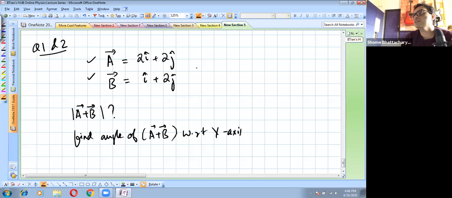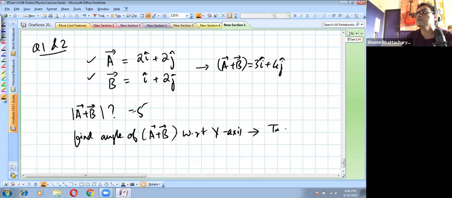Yes. So then you can see that the vector A plus B, just by adding the components, is 2 plus 1, 3i cap, plus 2 plus 2, 4j cap. So that's it. Now once you know this, the magnitude will become square root of 3 square plus 4 square, which is 5, and tan theta is the y component divided by the x component, 4 by 3, so theta equal to 53. So these become your answers.